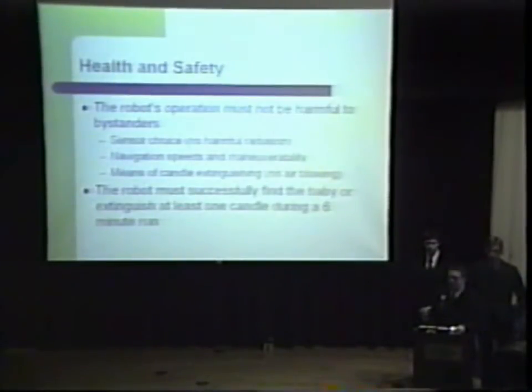And the means of candle extinguishing: even though blowing air on a candle would blow it out, that's not a realistic way to put out a fire, so we steered away from that for our extinguishing means. And also, the robot had to successfully find the baby or extinguish at least one of the candles during a 6-minute run.